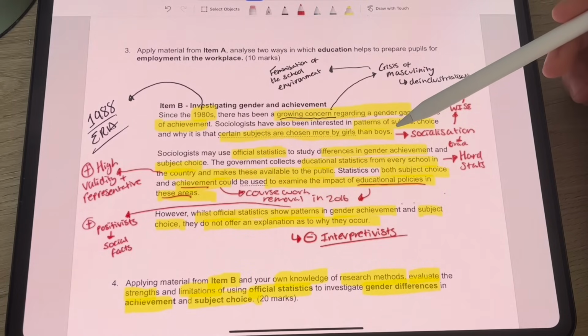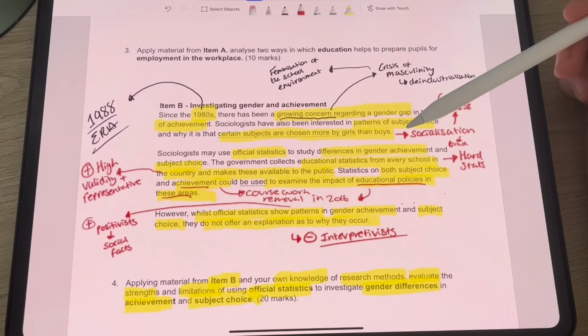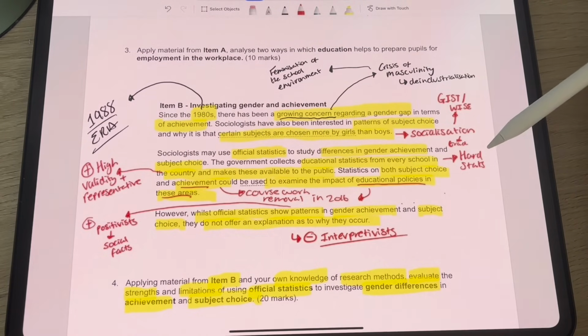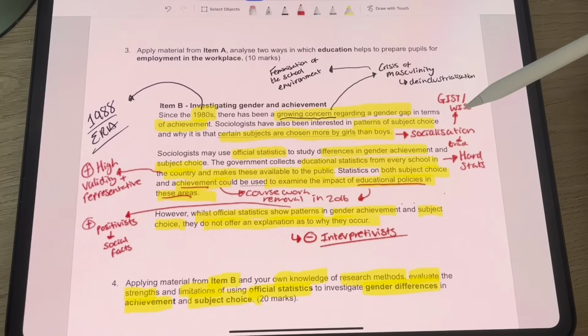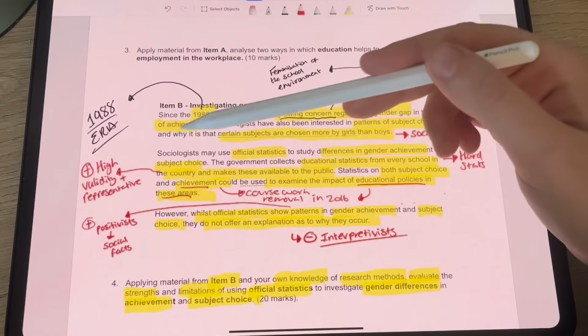The government collects educational statistics from every school in the country and makes these available to the public. So then, from that, we can say, okay, hard statistics are a legal requirement. All schools are collecting them, so there's high validity and representativeness there.